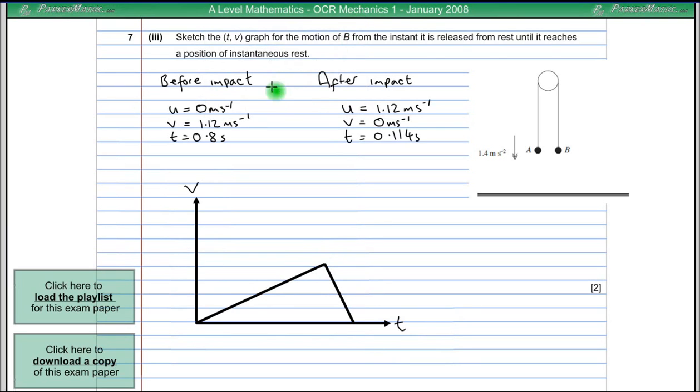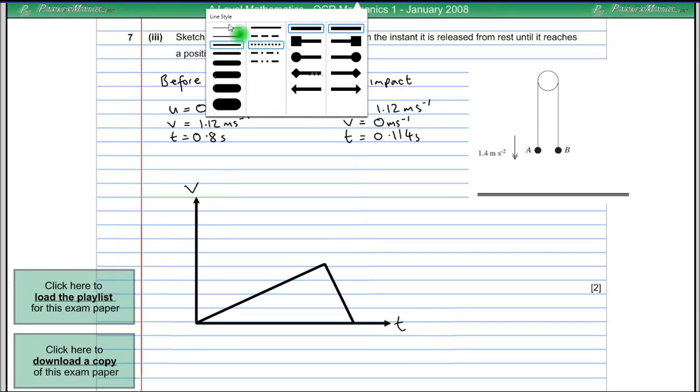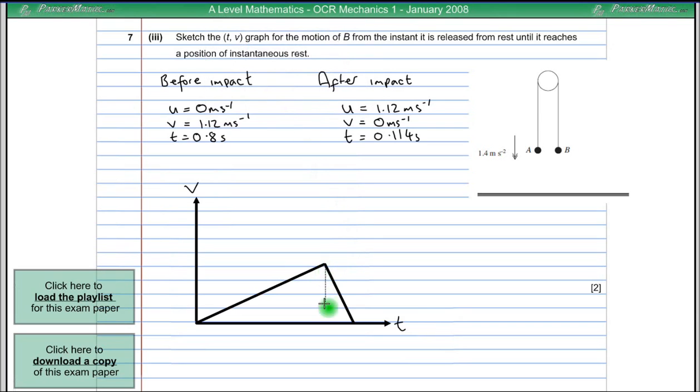Remember, whenever you draw a velocity time graph, you should mark on any points of interest. So I'm going to use some dotted lines here to help me do that. I've got a time down here of 0.8 seconds and a time here of 0.914 seconds, and we have a velocity of 1.12 meters per second. So it is important that you label these 3 points on the graph, or you're going to end up losing marks. Okay, so that's our velocity time graph.